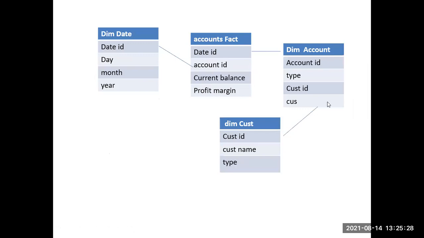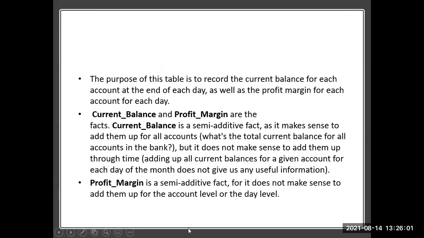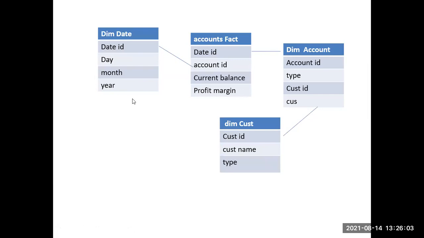As an example, I have mentioned the fact table for an account. In the dimension tables, we have a date, then the customer table and the account table. From the fact table, we are going to measure semi-additive facts like current balance and profit margin, with the help of account ID and date ID. For the customer ID, we take the help of the dimension, which gets extended, so that it shows which customer it is. Okay, so this is the table description.